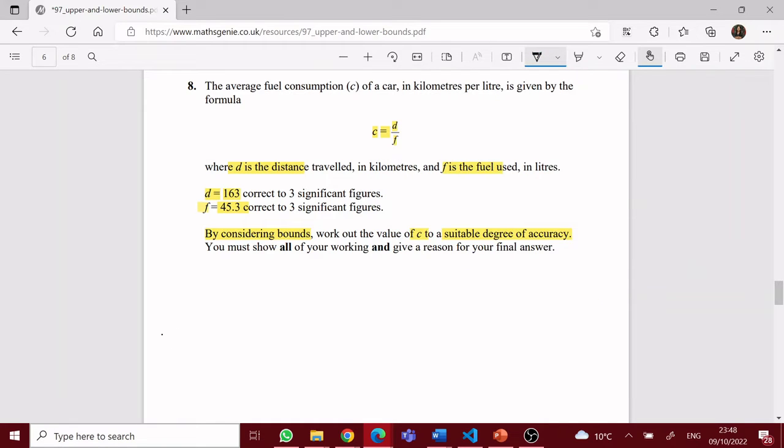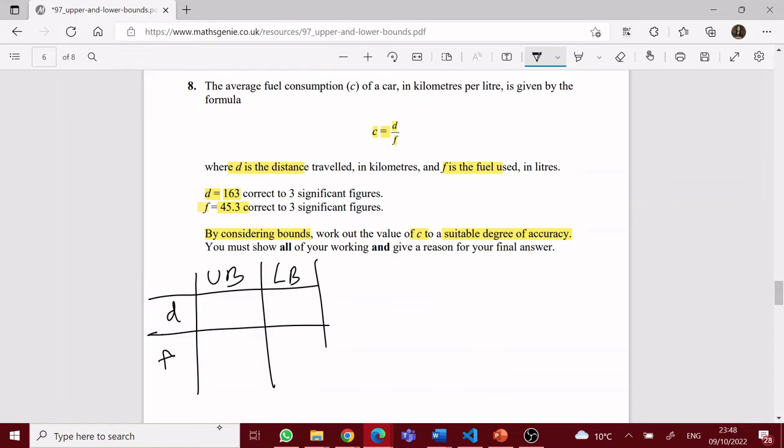The first step in this is to find the upper and lower bound of both D and F. If in a real test you don't know what to do, you see this question and you're completely confused, if you do nothing else, just find the upper and lower bounds of the numbers. It will give you about 1 to 2 marks, at the very least 1 mark. So let's simply find upper and lower bounds.